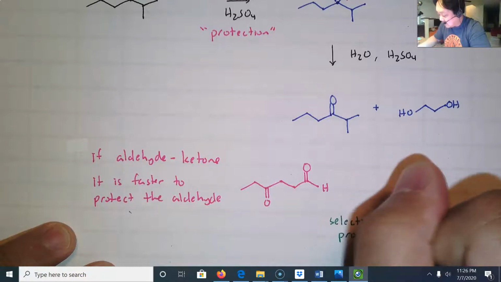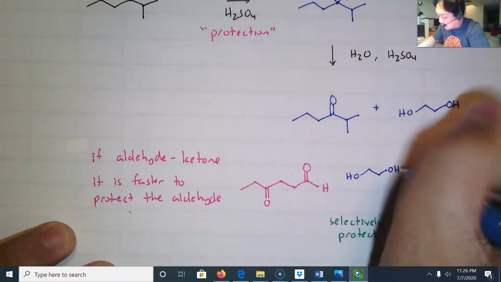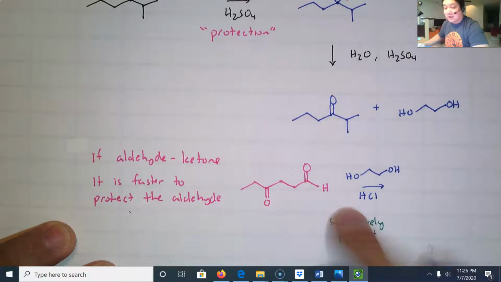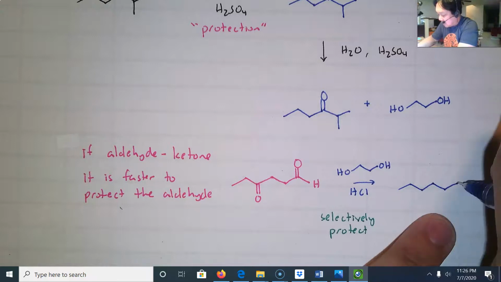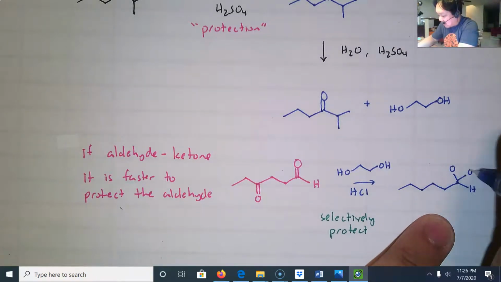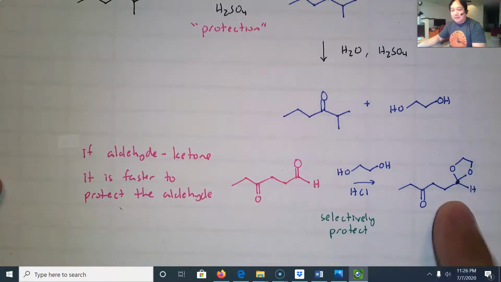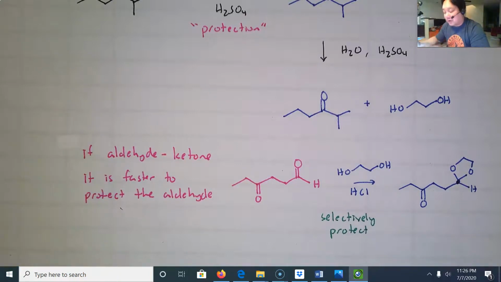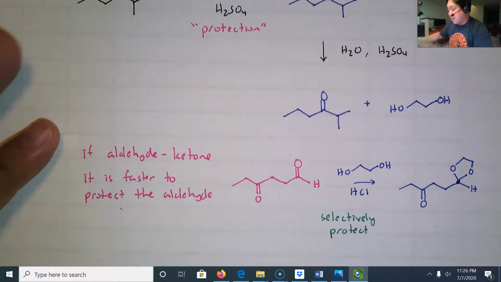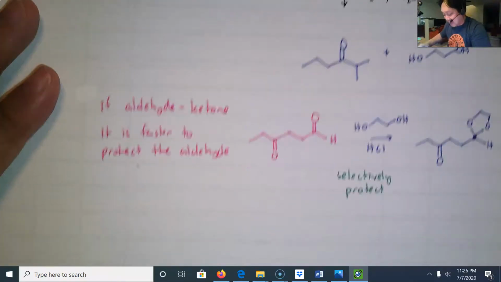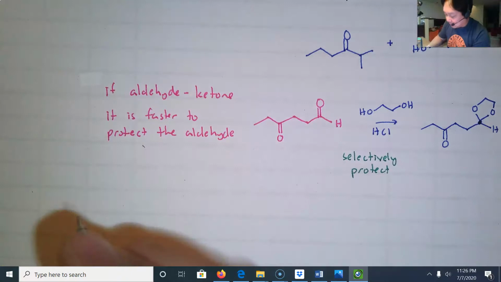Selectively protect. Okay. All right, so if we have our diol, I'll use hydrochloric acid in this case, you will be able to protect in pretty good yield the aldehyde over the ketone, and this will be close to 100% yield. Okay, that's why we can use this as a protecting group, because my task, for instance, can be how do I make this molecule here.